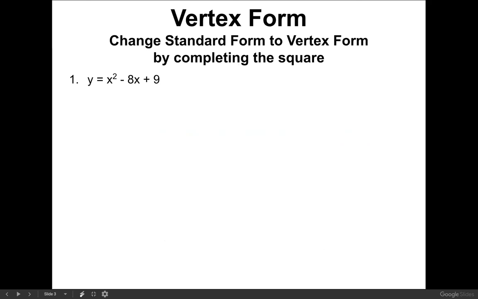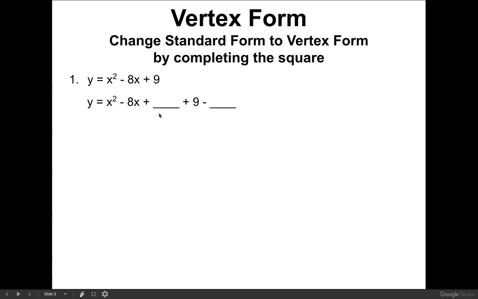So let's look at some examples where we can change standard form to vertex form. This is a process called completing the square. So our equation, y equals x squared minus 8x plus 9, that is in standard form. We can complete the square to change it to vertex form. So we first want to rewrite the problem with a plus and a minus a blank. So we have x squared minus 8x plus a blank. Scoot that 9 out of the way, so plus 9 gets scooted over, and then you're minus a blank.